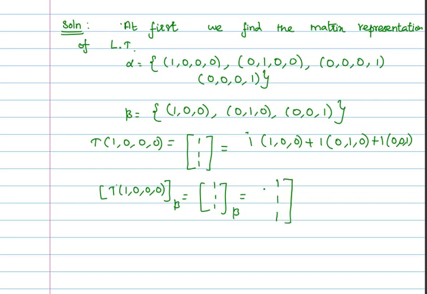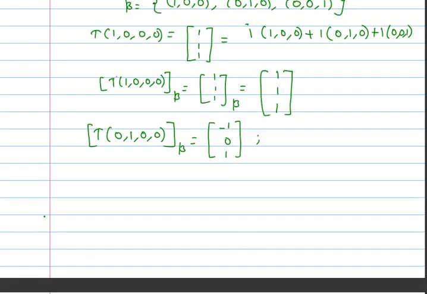Similarly, T of (0, 1, 0, 0): please calculate the coordinate vector. I already calculated it from my side, and the coordinate vector is (-1, 0, 1). If you have any doubts in finding the coordinate vector, we already posted a video on how to calculate the coordinate vector. I will give the link in the description. You can watch it.